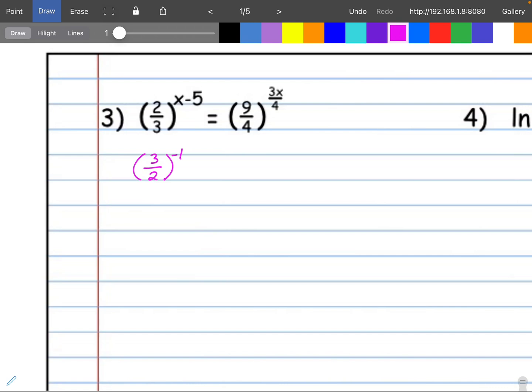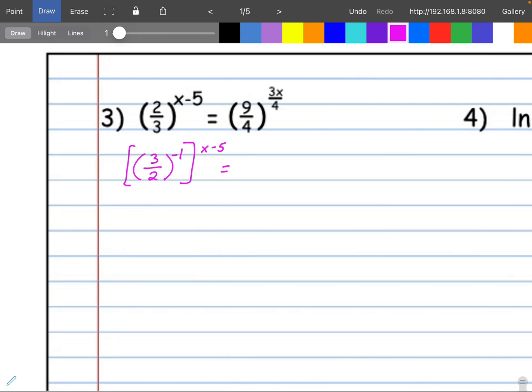Now, that power, that whole thing is still raised to the x minus 5 power, so that's going to have to get multiplied by x minus 5. Or if I want to write it the way I did before, this is the same thing as 2/3, and then that has to get raised to the x minus 5 power. So there we can see, just like on the other ones, that we will have to distribute our negative 1. So either way is fine.